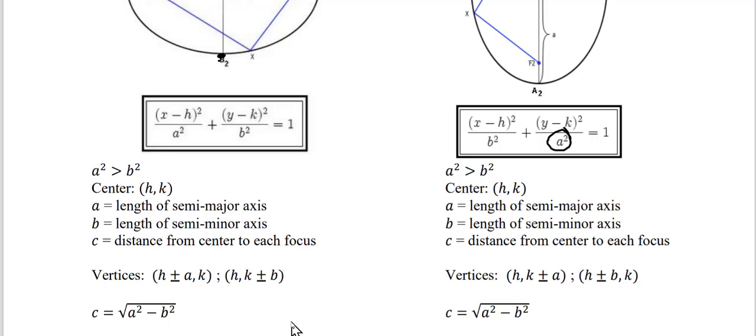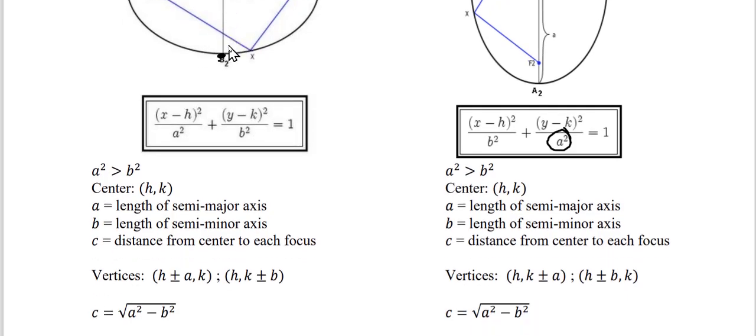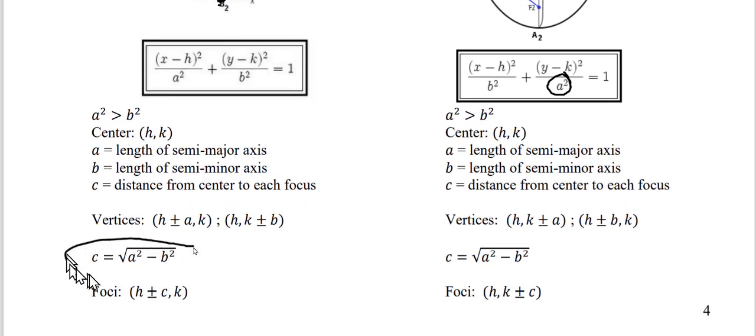What you may need to memorize is the distance out to the focus. Each of these focal points is a distance of c away from the center. And the relationship between a, b, and c is given here.